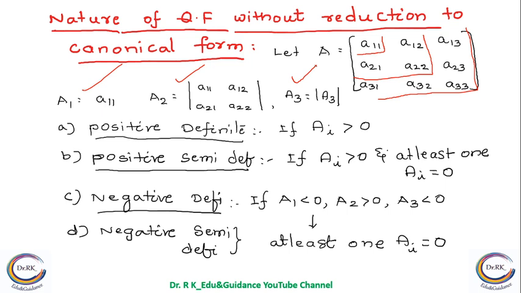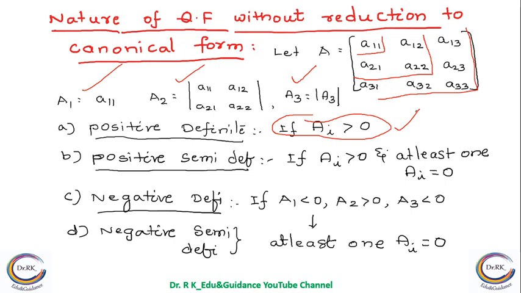So we have to find the leading determinants of the matrix, A1, A2, A3. If all these leading determinants are positive, then it is positive definite, right?